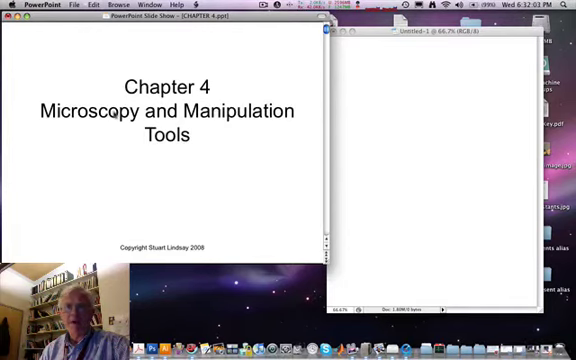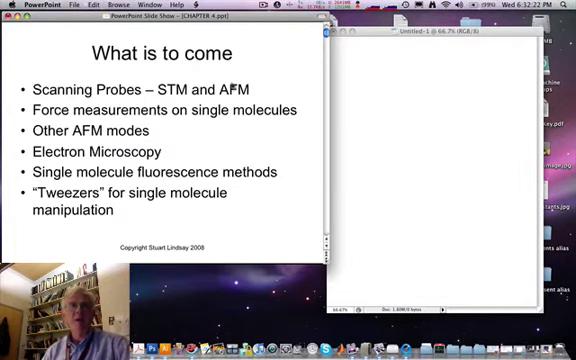You have acquired the basic science tools required to understand and navigate the rest of this book. We turn to the second part of this book, which is the experimental tools of nanoscience, chapters 4, 5, and 6, and in particular, chapter 4, which covers microscopy and manipulation tools. We begin by talking about the scanning probe microscopes, the scanning tunneling microscope, and atomic force microscope.